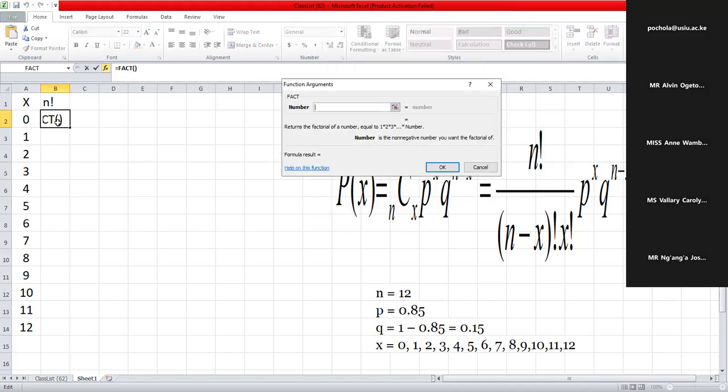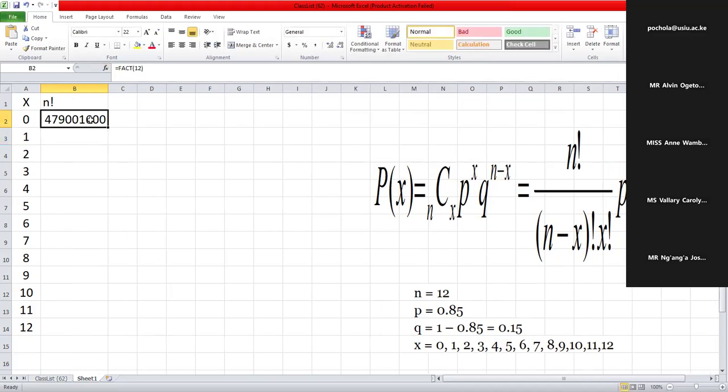Is the factorial of what? It is the factorial of 12. So I simply put 12 here. That is 12 factorial. And it is a constant whatever the value of x. It does not depend on x. So it is a constant for whatever value of x. So I copy it everywhere here.